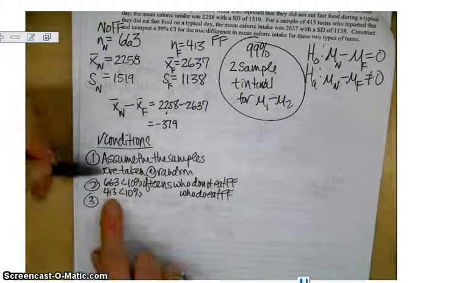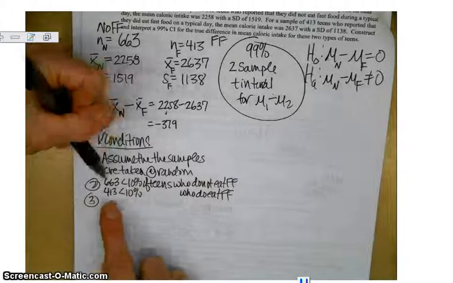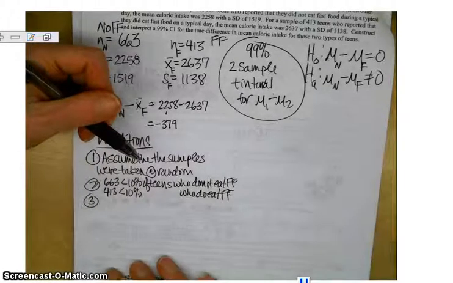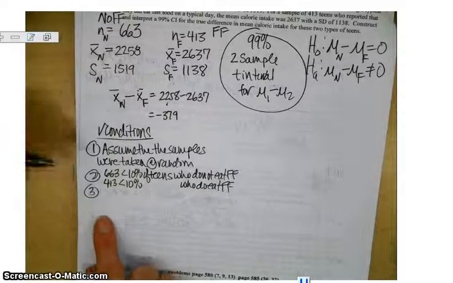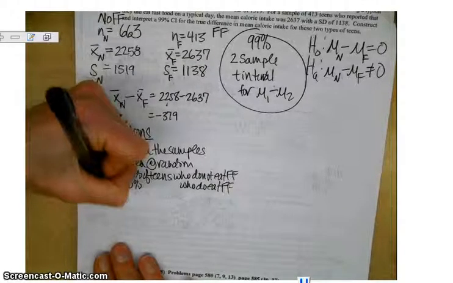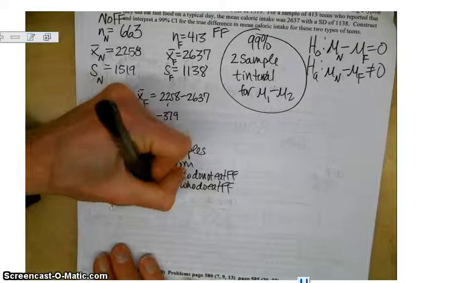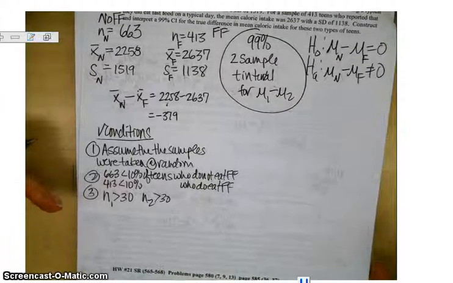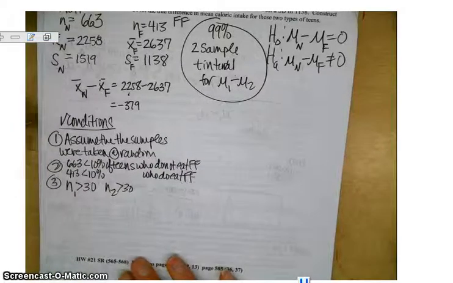But you can't just combine all the kids, both samples, and say 1,076 is less than 10%. You have to look at each separately. And then for the last one, n is greater than 30. So n1 is greater than 30 and n2 is also greater than 30. They're both greater than 30. So we can proceed. So now we're going to do our calculations.